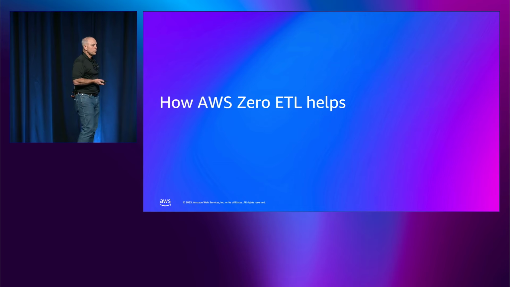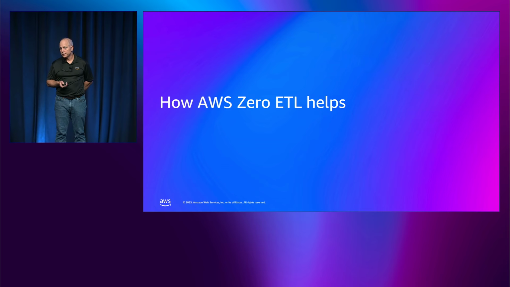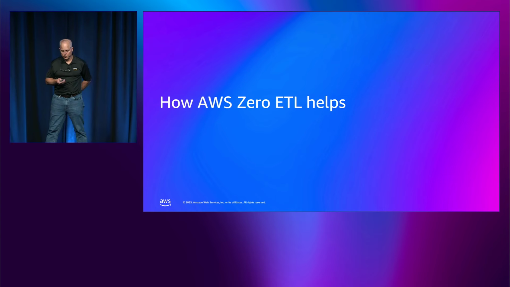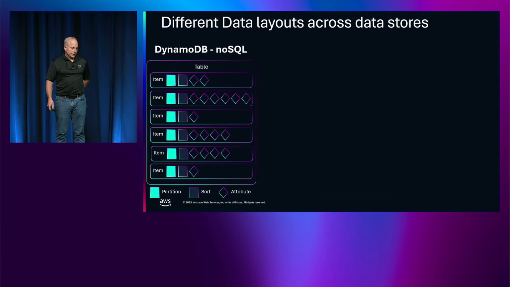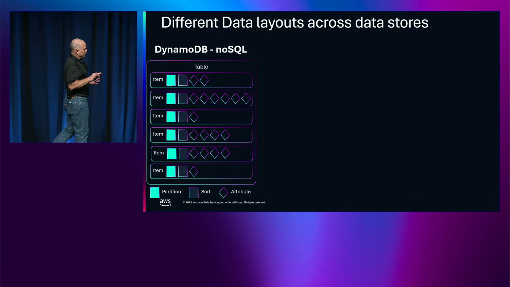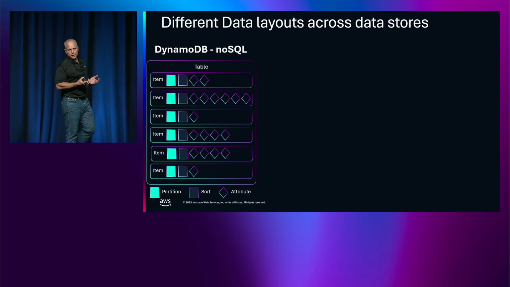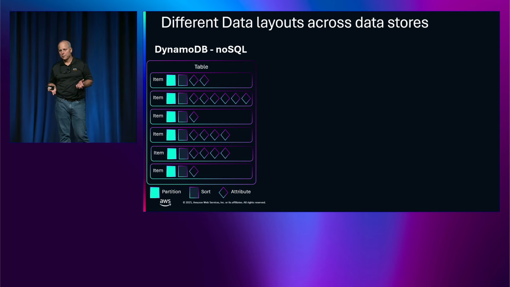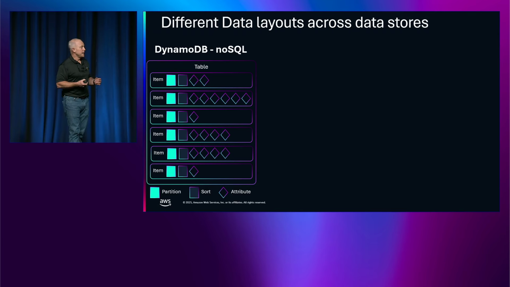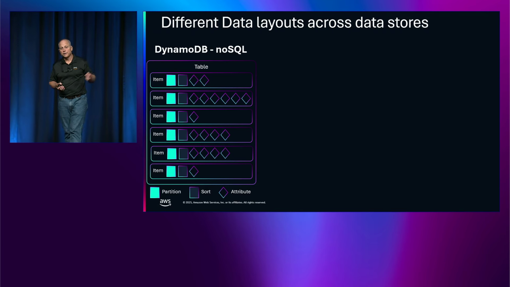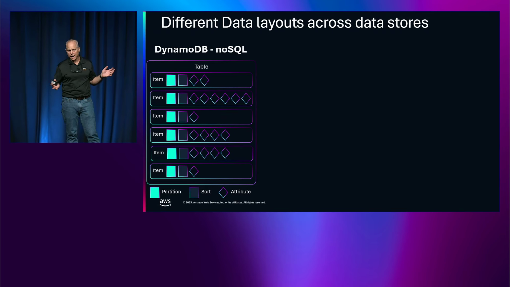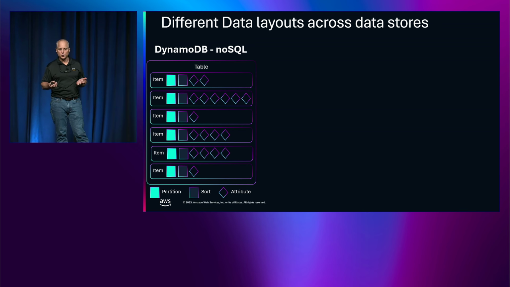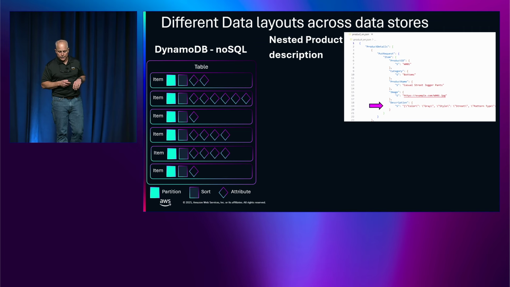So let's get into a little more detail on how zero-ETL works and operates and what you'll need to do for it. Now, we talked about the complexity, right? So let's take a look at our DynamoDB table, which is the first source system that we're going to look at. It's a NoSQL database, key-value pair. It has a partition key and a sort key, and then you have multiple or varying attributes associated with that NoSQL database. Here's an example.